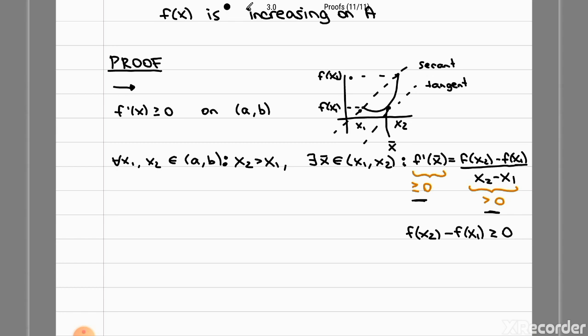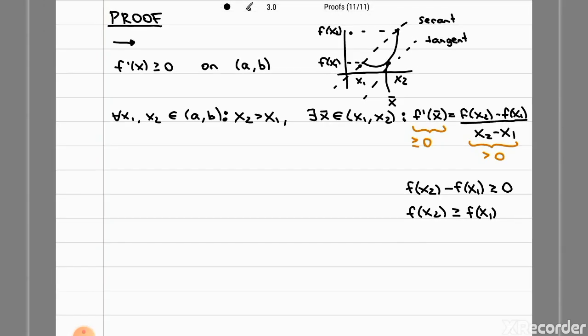And if you solve for f(x2), we get f(x2) is bigger or equal to f(x1), which essentially is saying that the second y value is bigger or equal to the first y value. And this is exactly the definition of an increasing function. So we can say that f is increasing.